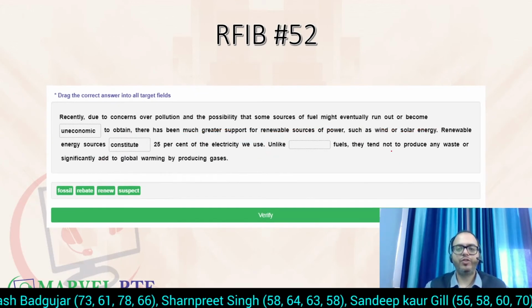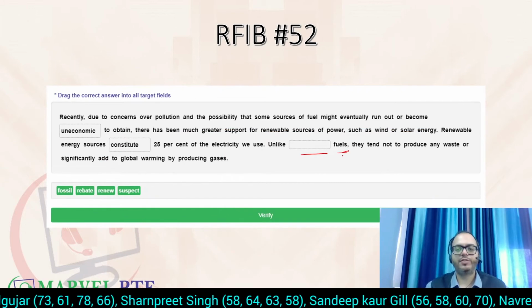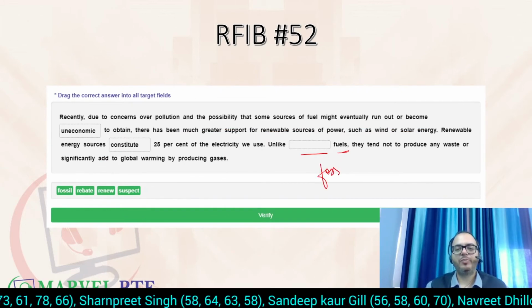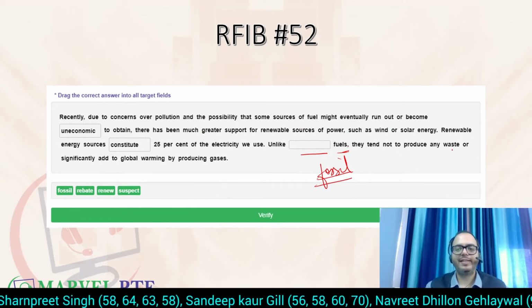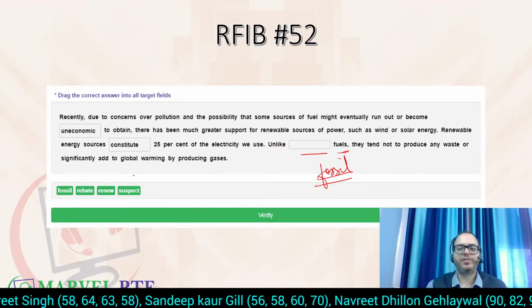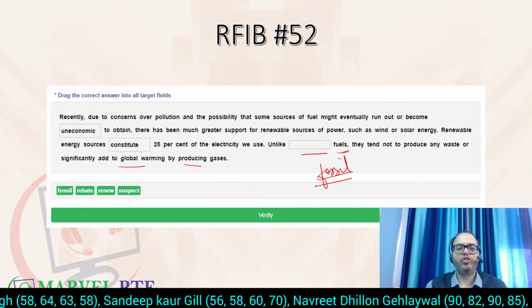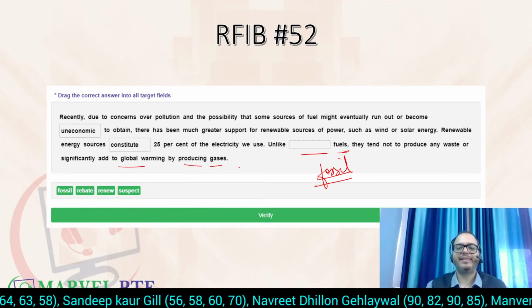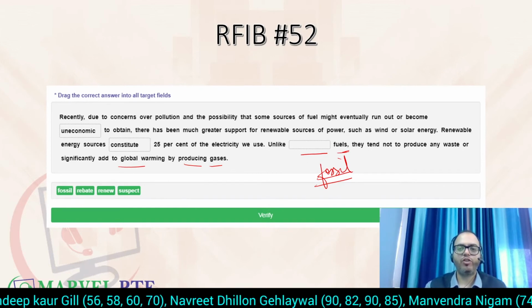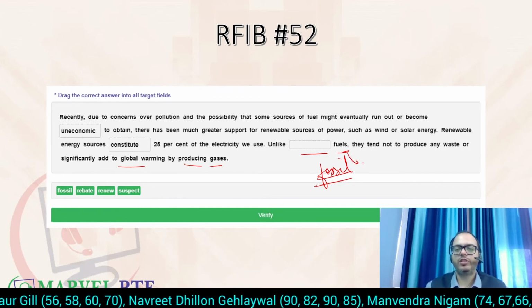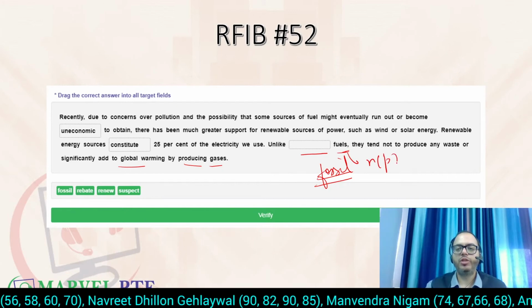Unlike dash fuels, right? Dash fuels. अब एक collocation at the starting भी मैंने आपको बताई थी, fossil. Unlike fossil fuels, they tend not to produce any waste or significantly add to global warming by producing gases. So the answer for this one is going to be fossil fuels, right? Collocation here. And वैसे भी fuels is your noun and plural noun.